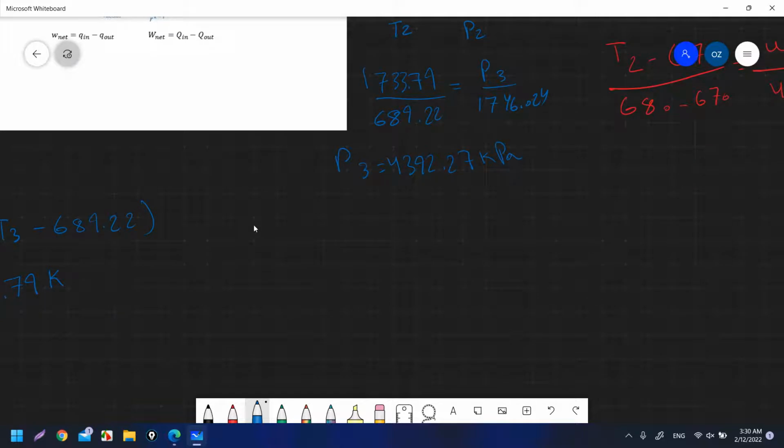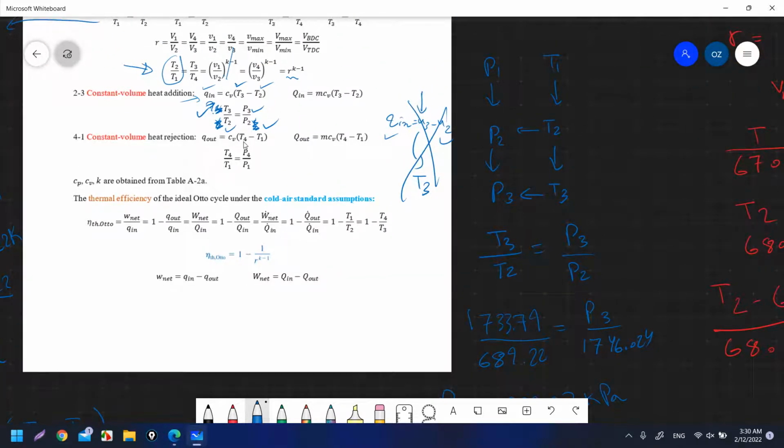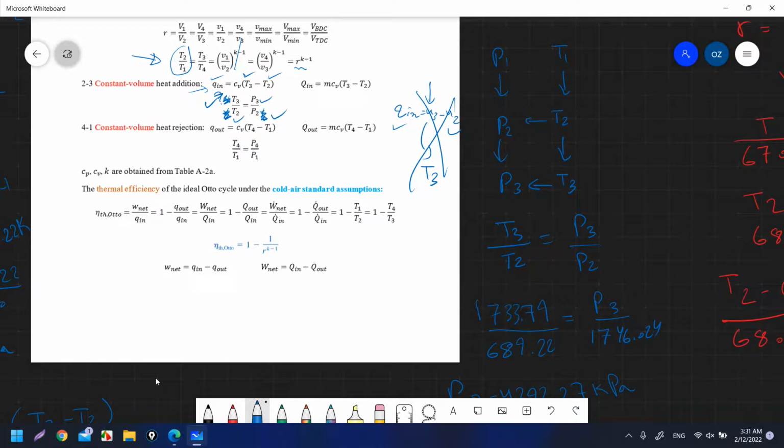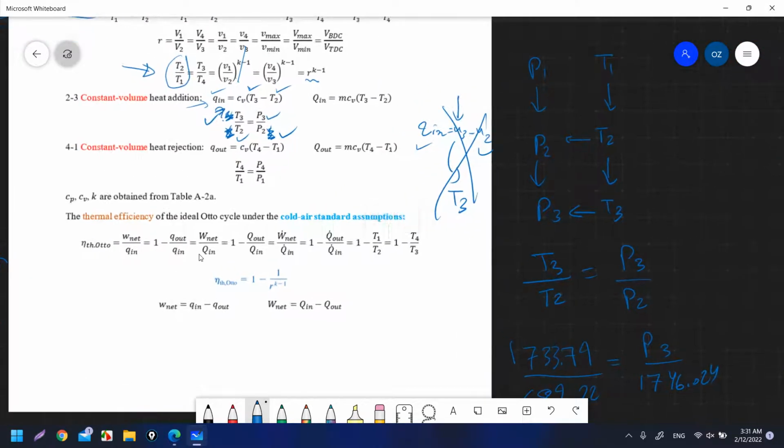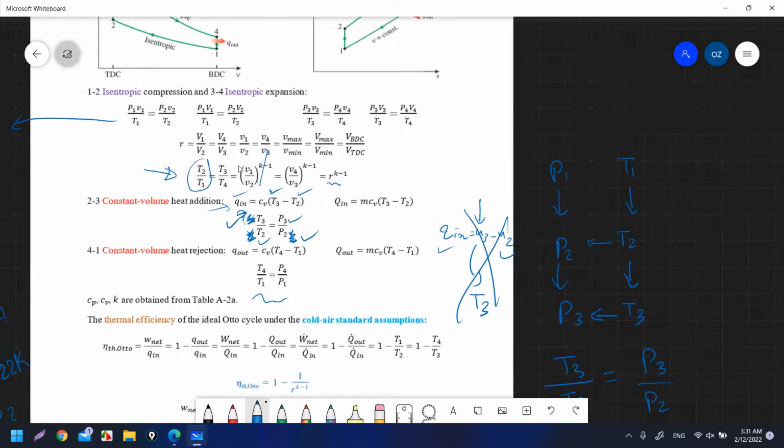What about part B? In part B, Wnet is equal to Qin minus Qout. I have Qin. What about Qout? Qout is equal to cv times (T4 minus T1). I have T1, and cv I know from the table. What about T4? If I use the ideal gas law, I don't have P4, so I cannot use this one. So let's go to the isentropic relations.